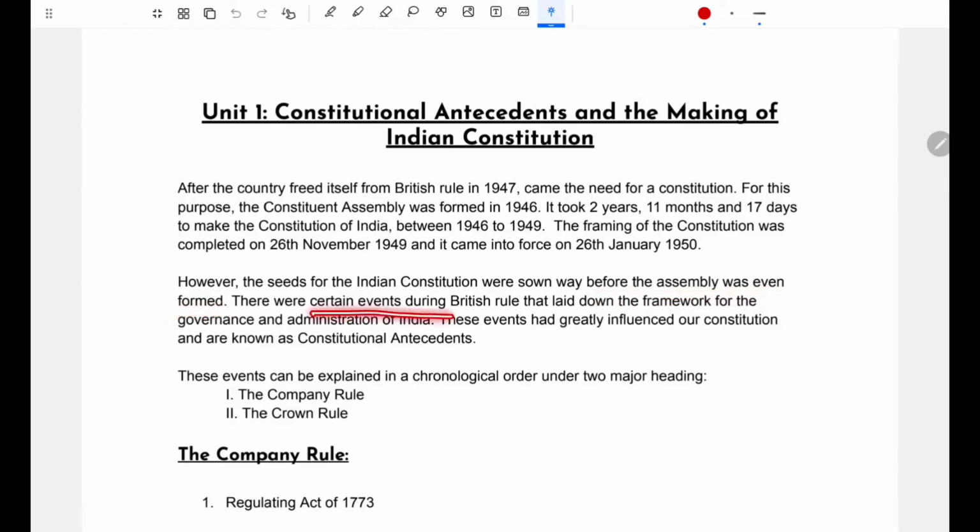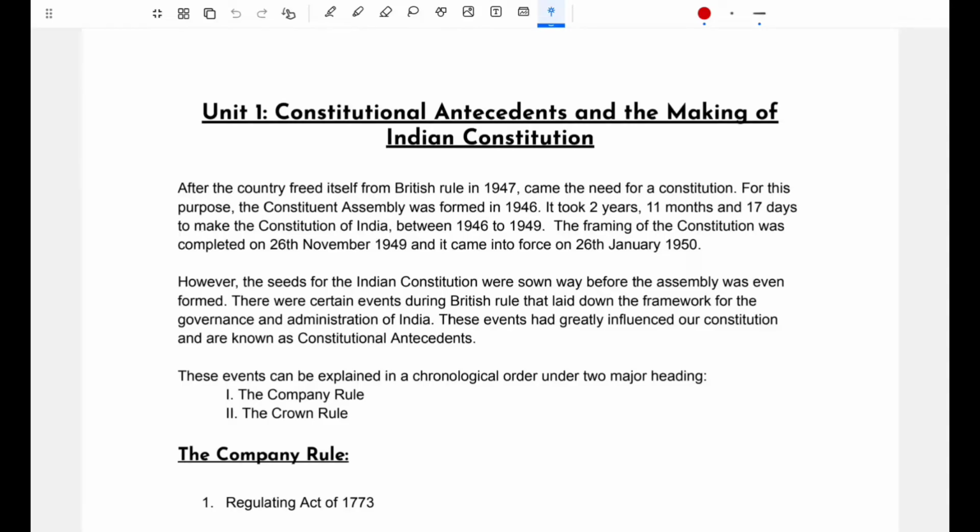There were certain events during the British rule that laid down the framework for the governance and administrative structure of India. These are the events that we call constitutional antecedents. So basically these events and changes helped the country of India to develop a political system, and this system became the foundation of the Indian Constitution. You will see that all of the major ideas that we see in our Indian Constitution were already enforced during the British rule, before our country even got independence.